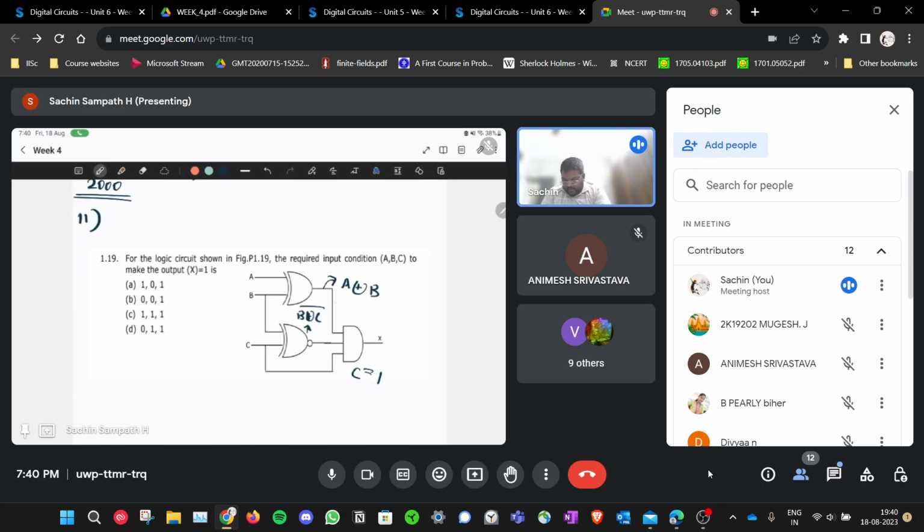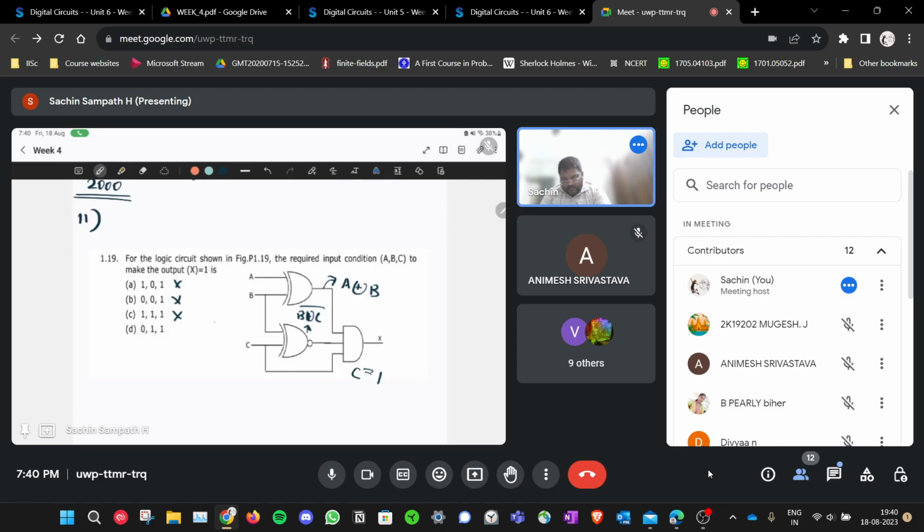So all three must be high. All three inputs to the AND gate. So C must be high. That is true for all options. A XOR B must be high. That is, A and B must be different. It should be 0 1 or 1 0. So option B is wrong because it has 0 0. Option C is also wrong because it has 1 1. Then B XOR C must also be high. That is, B and C should have the same value. They must be 0 0 or 1 1. So this one also doesn't work. But this one is fine.